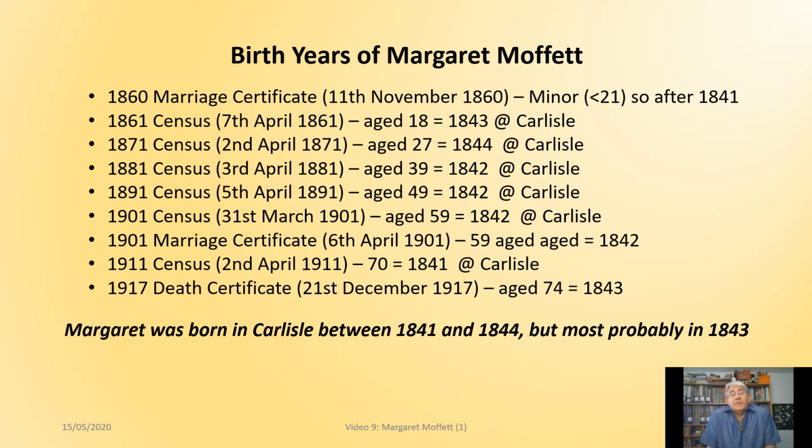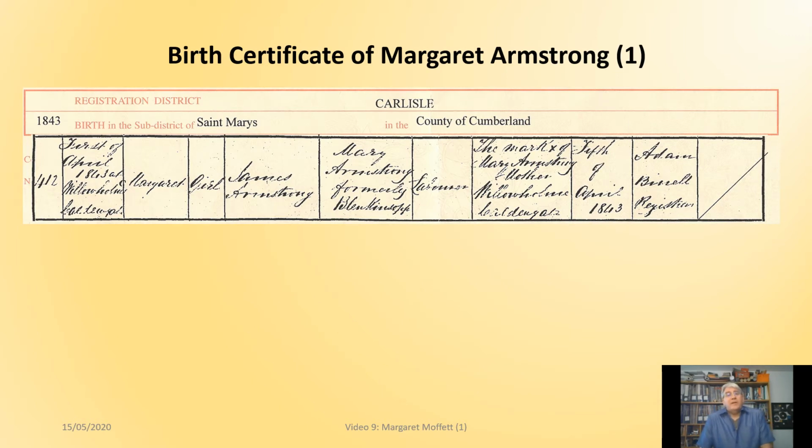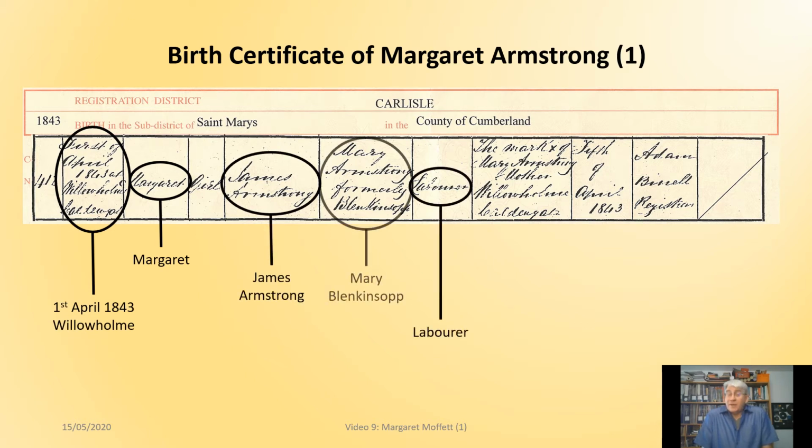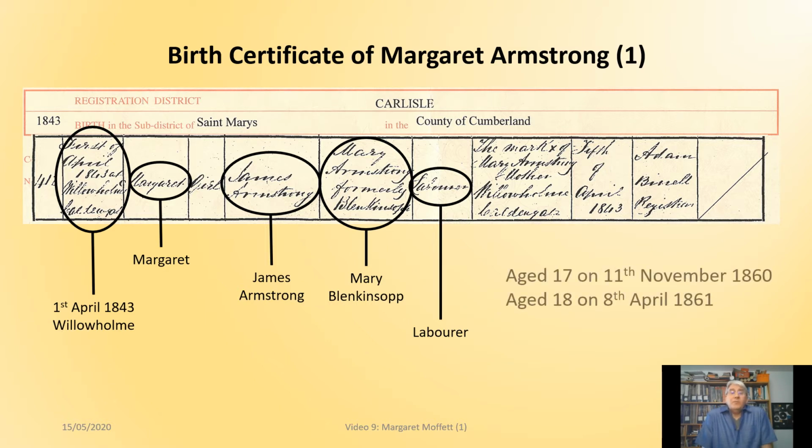Therefore, a search of the BMD index for a Margaret Armstrong born sometime between 1842 and 1844 in Carlisle results in several possibilities, but the 3 most likely candidates are as follows. There's Margaret born on the 1st of April 1843, to James, a labourer, and Mary, formerly Blenkinsop, living in Willowholme, Colgate, Carlisle. This would make her 17 years old in November 1860 and 18 years old at the time of the 1861 census, which was carried out on the 8th of April 1861.